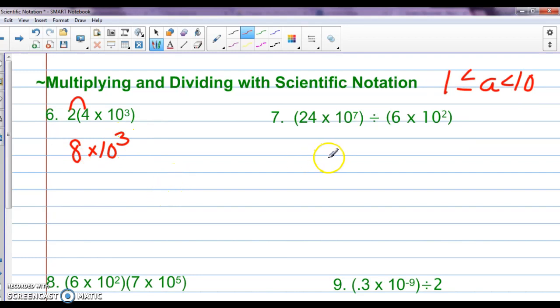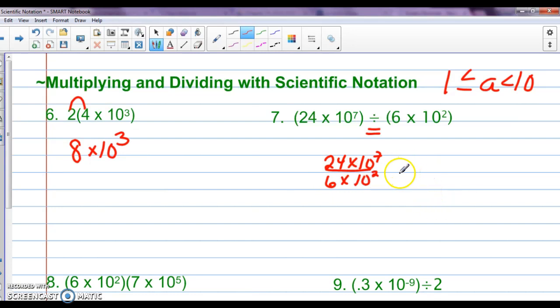As we look at number 7, we notice that there is division happening. In this particular case, we are dividing a scientific notation value by a scientific notation value. And this is where our exponent rules come into play. We have 24 times 10 to the 7th over 6 times 10 to the 2nd.